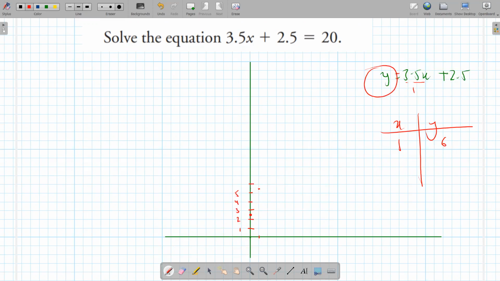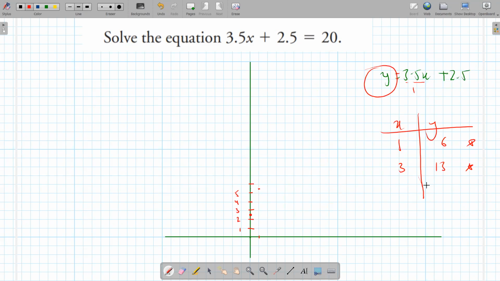There you have your first point. And then if I want whole numbers here, I can pick when x is 3: 3.5 times 3 plus 2.5 is 13. There you go. And I picked 3 here because if I pick 2, I will get 7 plus 2.5, which is not a whole number. But you see these points are going to be the same.